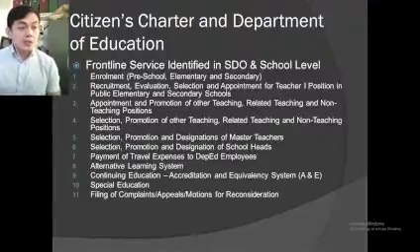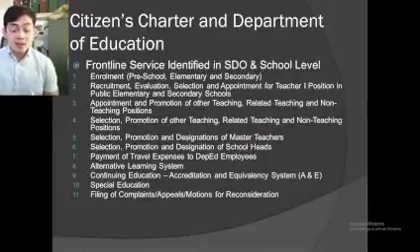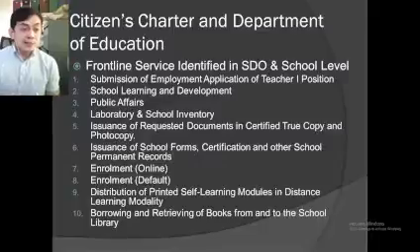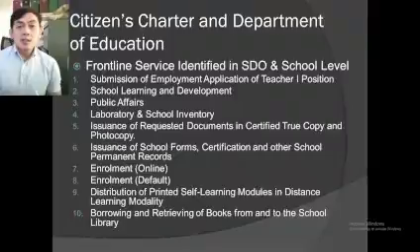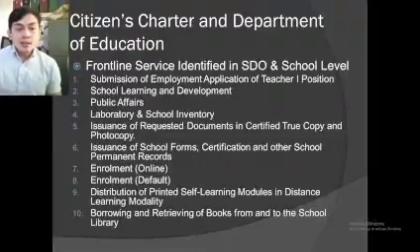In the previous identified frontline services, there were 11. Now they drafted the frontline services from central offices down to the school level. In this particular discussion, I'm not going to further discuss the Citizens Charter of the central office and the regional office. I'm going to discuss with you the frontline services identified in the SDO and the school level.